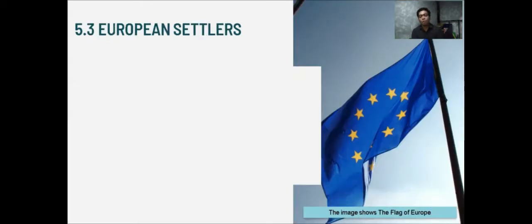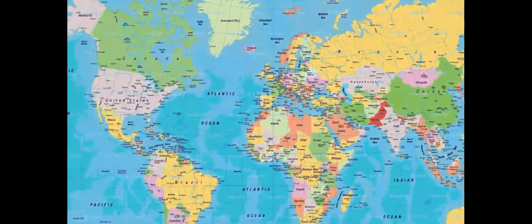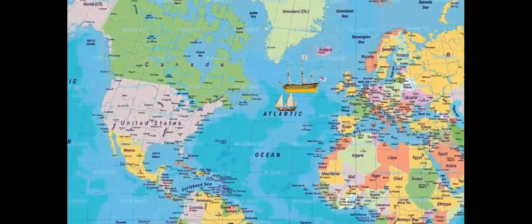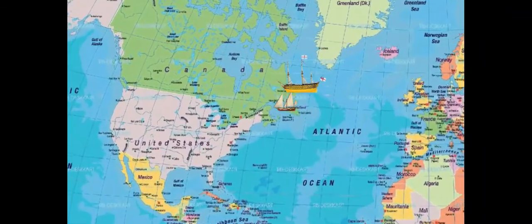Okay, now we move on to the next subtopic, which is European settlers. In the 1500s, several Europeans began to settle in the region, including Britain, France, the Netherlands, Russia, Spain, and Sweden.